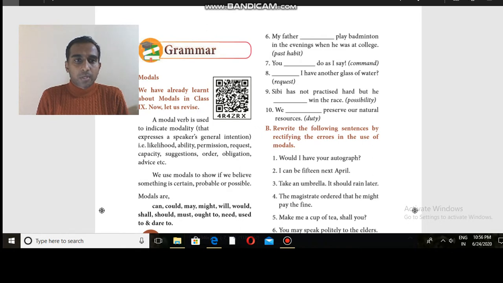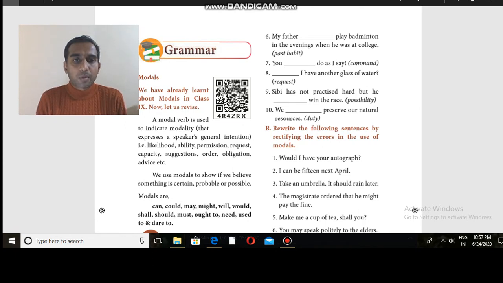So you can take your textbook and turn to page number 12, where you can find the topic modals. I hope all of you have your textbooks. In case you don't have your textbooks, you can use the PDF textbook format which was sent in the last class, and you can find the page in that PDF format as well. Now, in the textbook, you can see in page number 12, grammar modals.